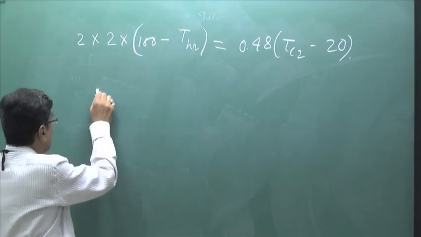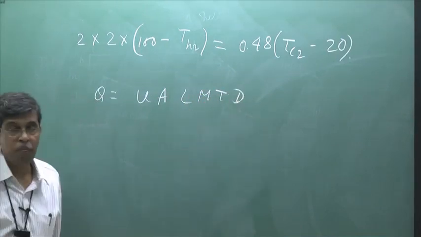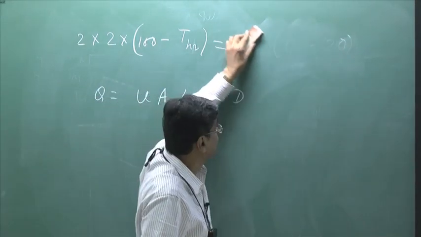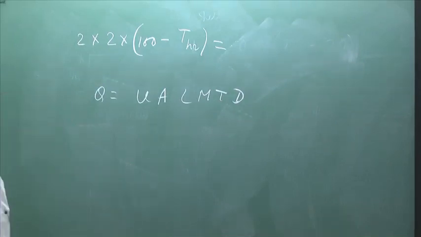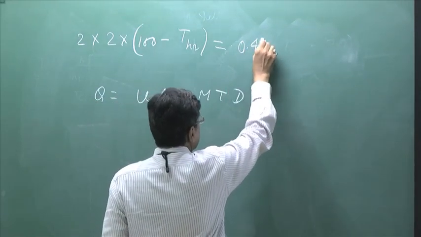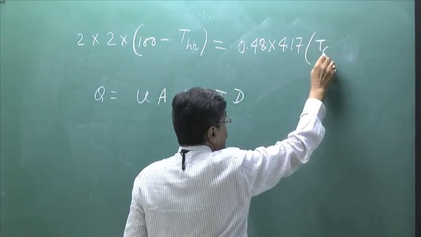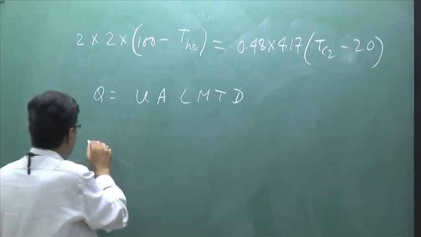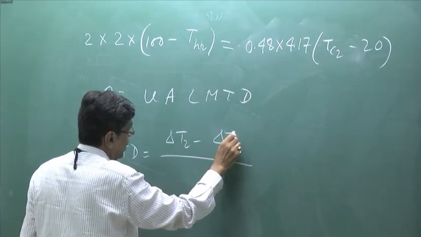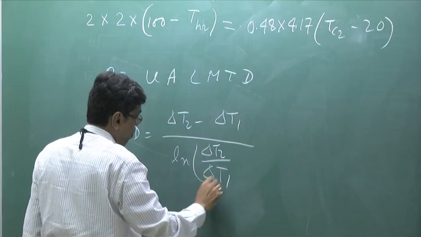I have to find out Q. Good, that is the mistake. I was discussing with these people. I could not rectify it, though my teachers told me several times. What is this flow rate? Flow rate is 0.48, into 4.17 there, no? Into TC2 minus 20. Now LMTD is delta T2 minus delta T1 divided by ln delta T2 by delta T1. Now what is delta T2?